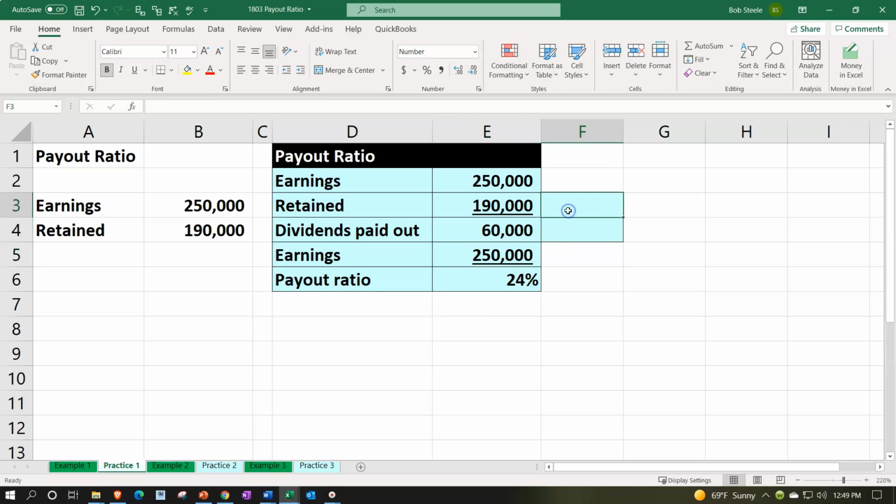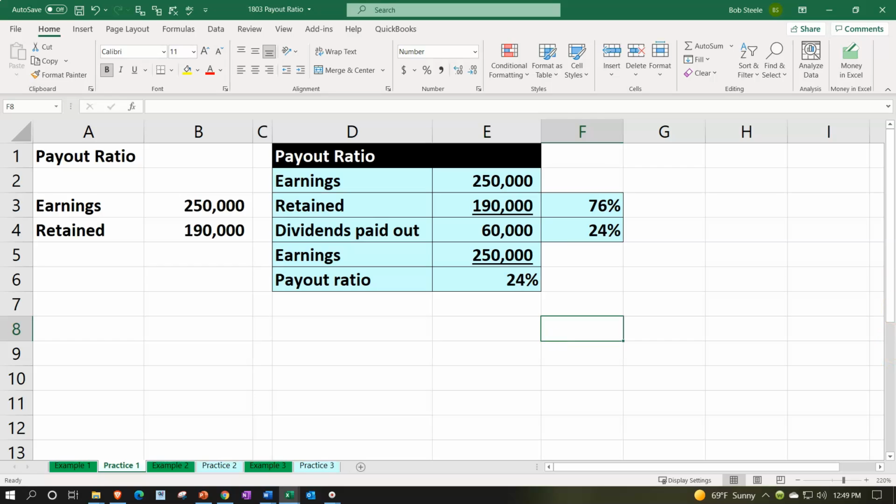Now you can also calculate that. Sometimes it's easy to calculate it on the side here. So if I said the earnings minus the amount retained gives us the dividends, and then we take the dividends divided by the earnings, we get to that 24% on the side calculation. If we paid out 24%, let's do the retained. How much did we retain on a percentage basis? 190,000 divided by the 250,000, percentifying that, or 76%. The 76% plus the 24% gives us then the 100%.